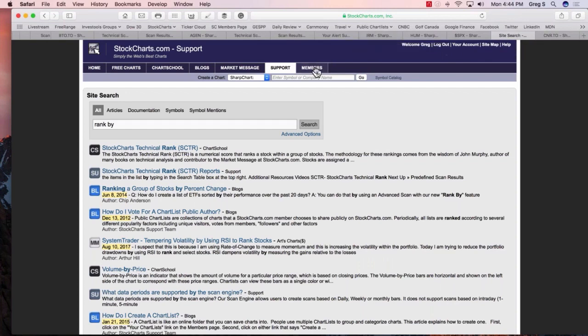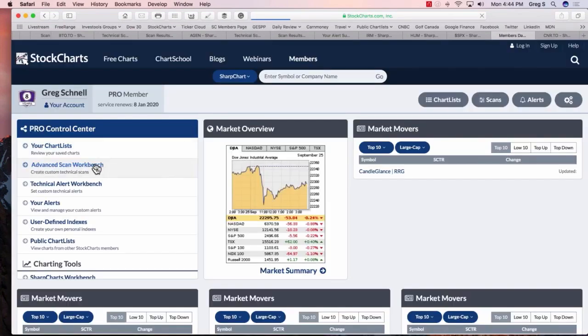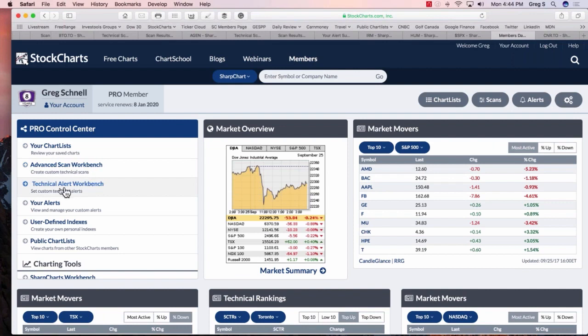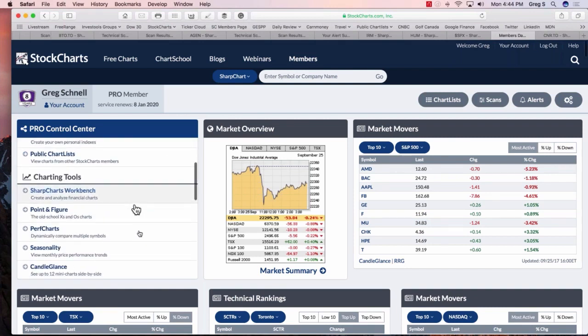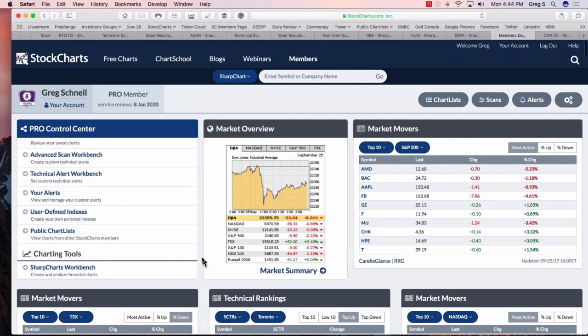So going back to the members tab. The big difference between the advanced scan and the technical alerts is these you want mailed to you once a day, or you want them to show up as a text message. And on the advanced scan workbench, you want to run these manually. So the alerts are only going to run for the day you're on. You can't go back in history, whereas you could take the same code, put it into the advanced scan workbench, and then you could go and just look at how it was working previously.